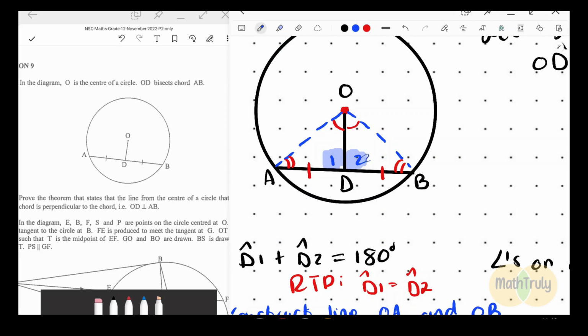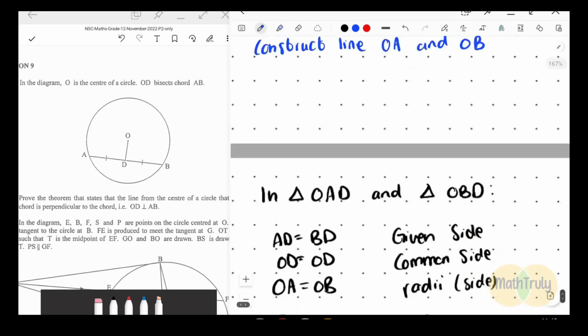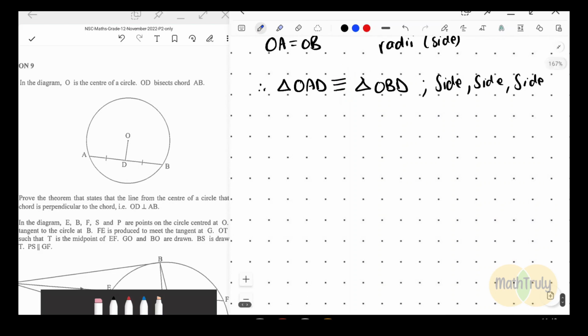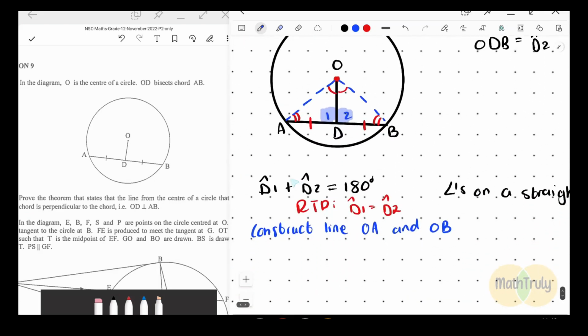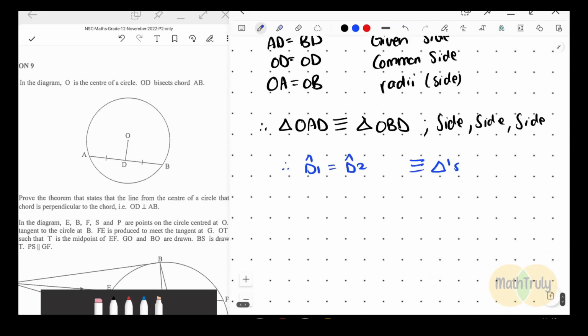So now we can conclude that these two angles D1 and D2 are equal because of congruent triangles. Therefore angle D1 is equal to angle D2 because of congruent triangles. Now because they are equal, remember at the beginning we said that angle D1 plus angle D2 should give you 180 degrees. We can now say that again: angle D1 plus angle D2 is equal to 180 degrees, and because they are equal, they have to add up to 180 degrees.